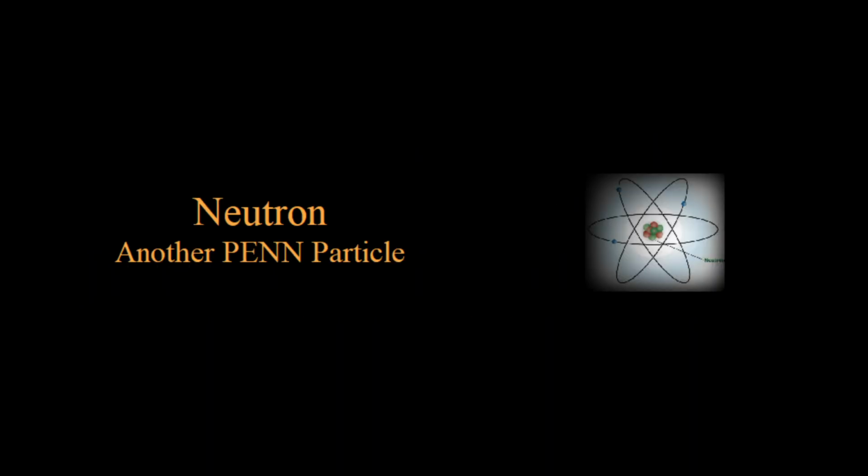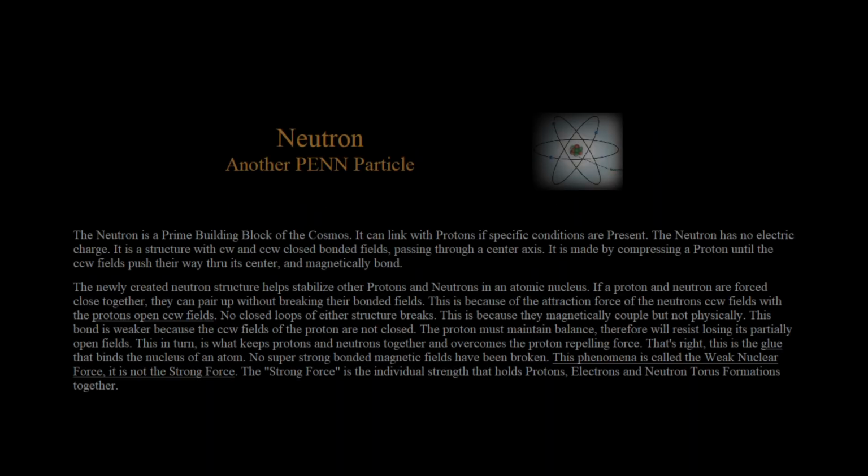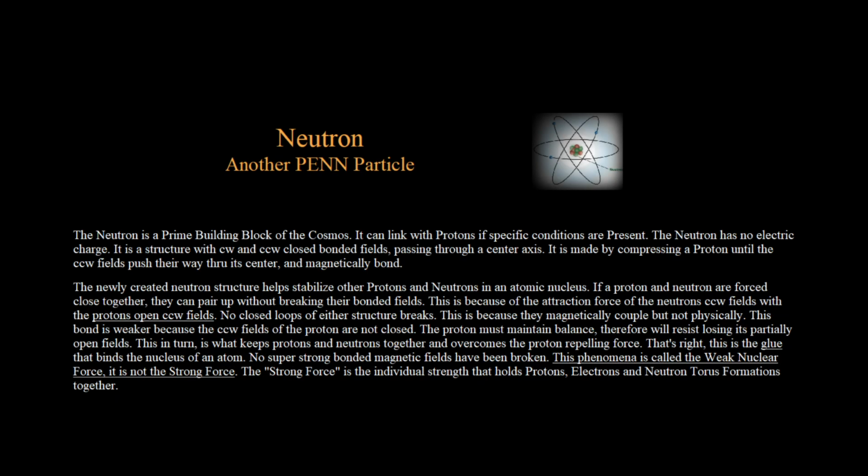Neutron. Another pen particle. The neutron is a prime building block of the cosmos. It can link with protons if specific conditions are present. The neutron has no electric charge. It is a structure with CW and CCW closed bonded fields passing through a center axis. It is made by compressing a proton until the CCW fields push their way through its center and magnetically bond. The newly created neutron structure helps stabilize other protons and neutrons in an atomic nucleus.